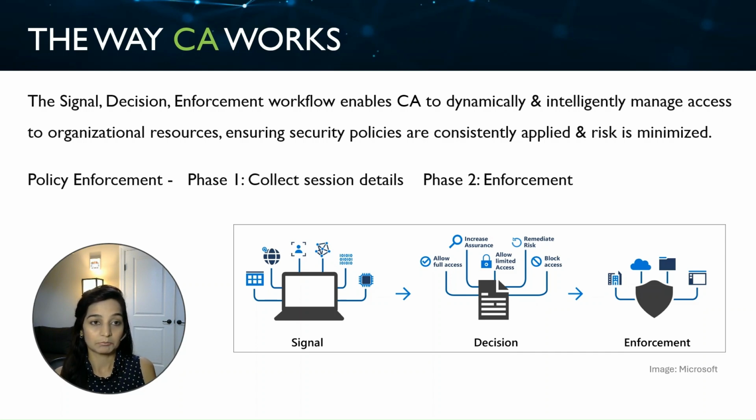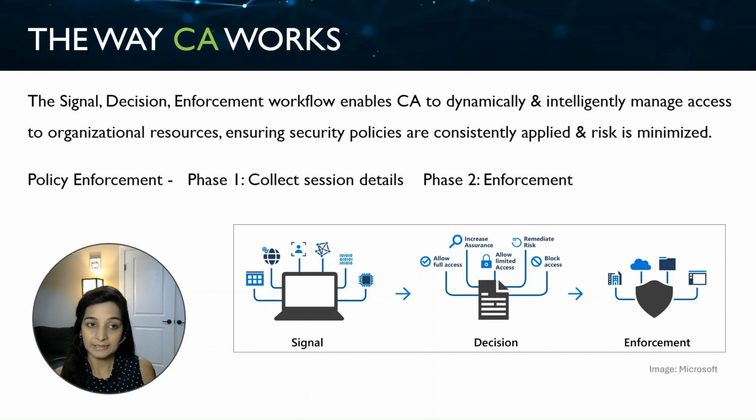Things like what user is trying to access the resource, or where is the access request coming from? Is it from a trusted or unfamiliar location, or which application is being accessed? So that's the signal part. Then decision. Decision is the logic or policy that determines what action to take based on the evaluated signals. It ensures that the resource access aligns with the organization's security policies.